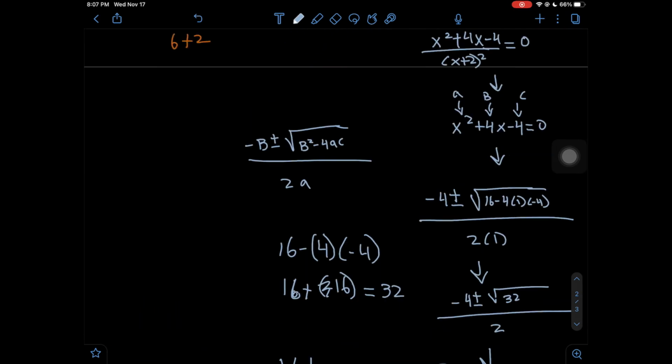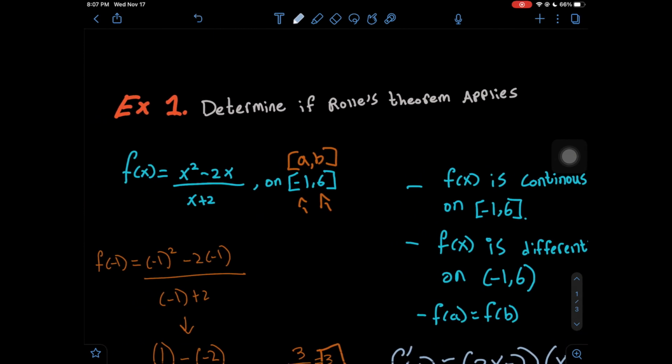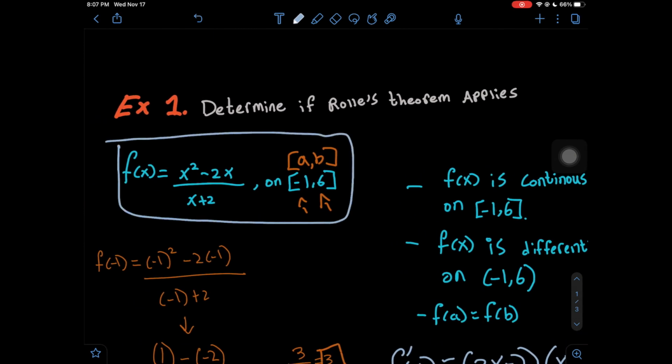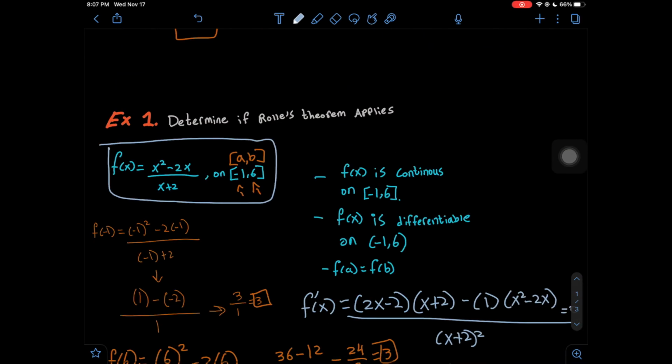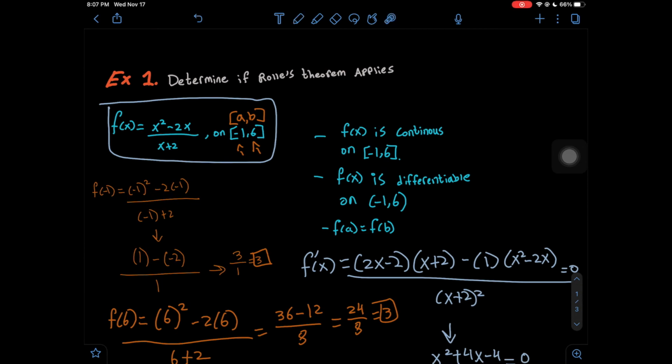So that's how you do example number 1 in this video. Again, you can scroll back through the video and go through each of the steps. You're just first finding if it's continuous, then finding if it's differentiable. When it's continuous, you're looking at the closed interval, and for differentiable, the open interval, that's why parentheses. And then you have to make sure f of a equals f of b.